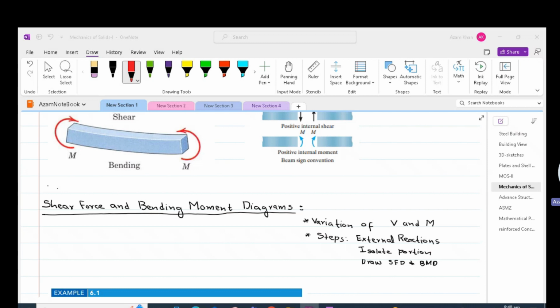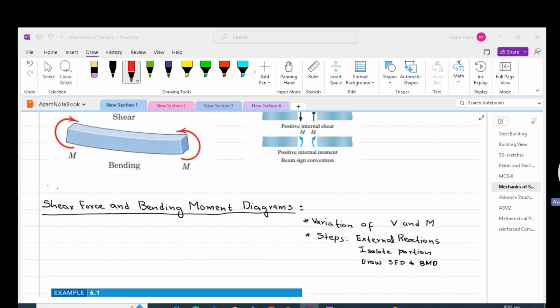The variation of shear force and bending moment over the length of a beam provides information necessary for the design analysis of the beam. We have already discussed in our previous presentation that in the case of beams that are subjected to loading which are perpendicular to the longitudinal axis of the beams, the internal effects essentially developed within the beam are shear forces and bending moments. That's why we are interested in finding out the variation of these shear force and bending moment as we move along the length of the beam.